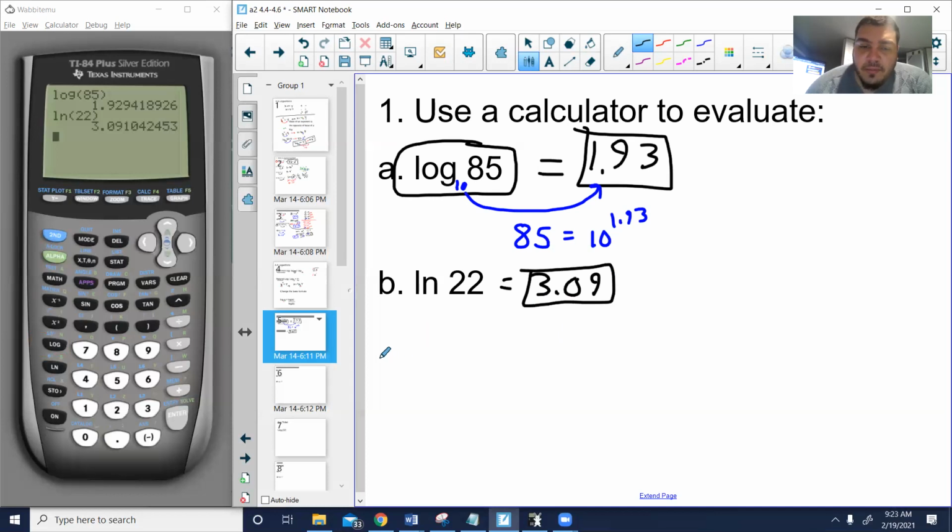Now we're going to do one more problem. It's not here, so I have to write it in. Log base 3, let's say 15.